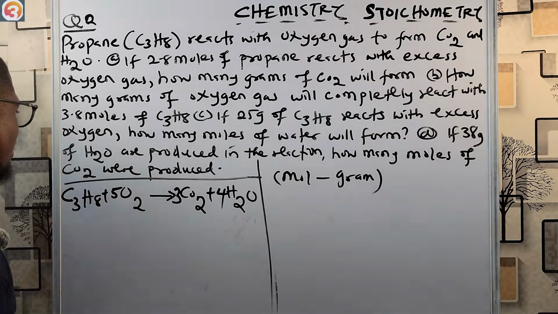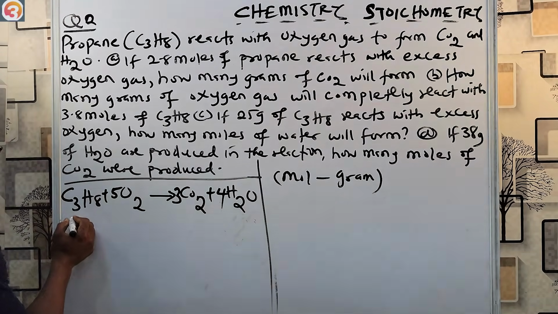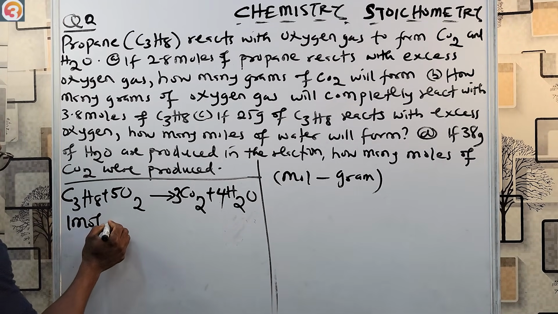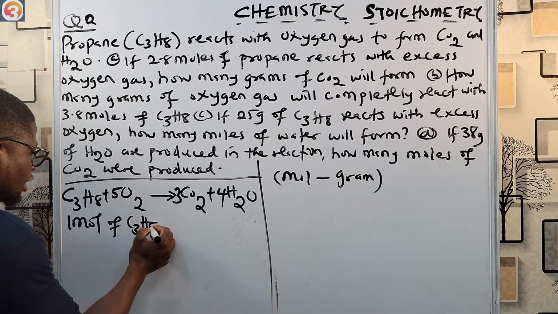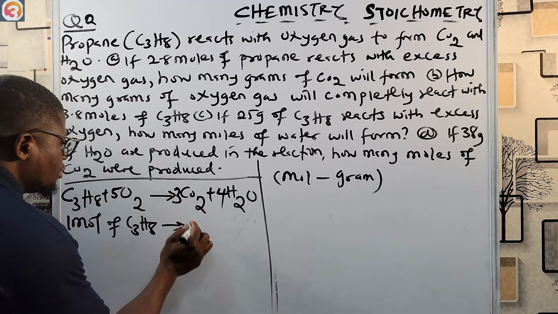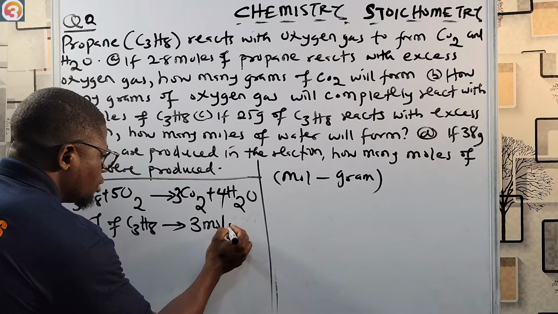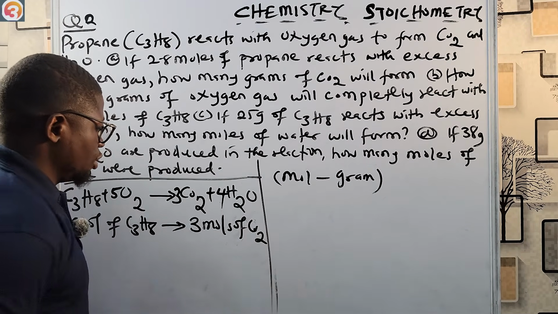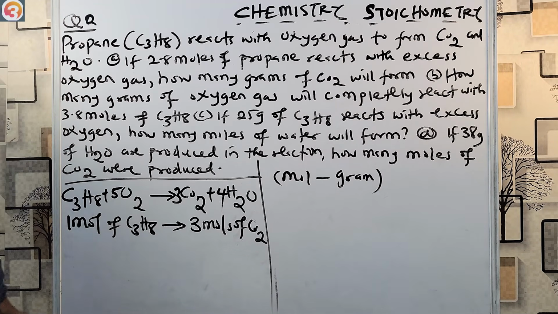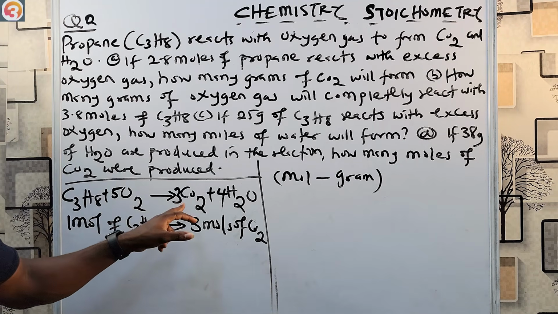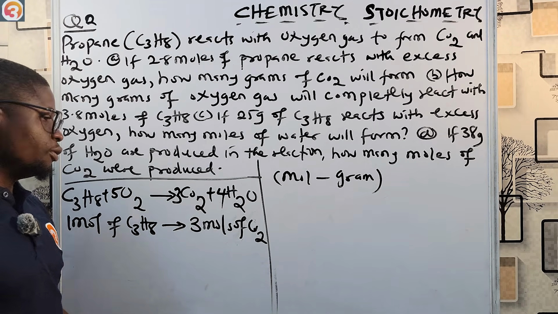Yeah? So now let's go on. From the reaction, we have that 1 mole of C3H8 gave us how many moles of CO2? 3 moles of CO2. Okay? That one is clear from the balanced chemical equation, that 1 mole of C3H8 gave us 3 moles of CO2. So what do we do now?